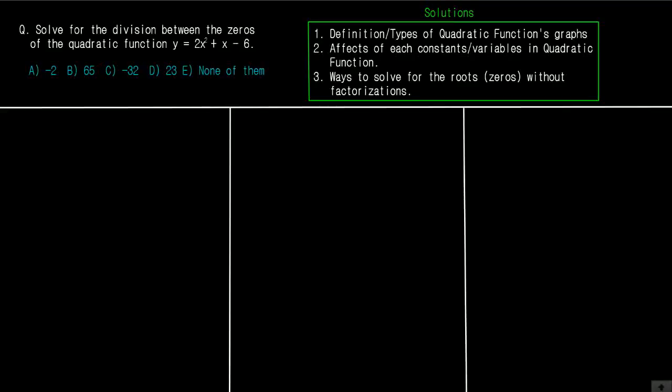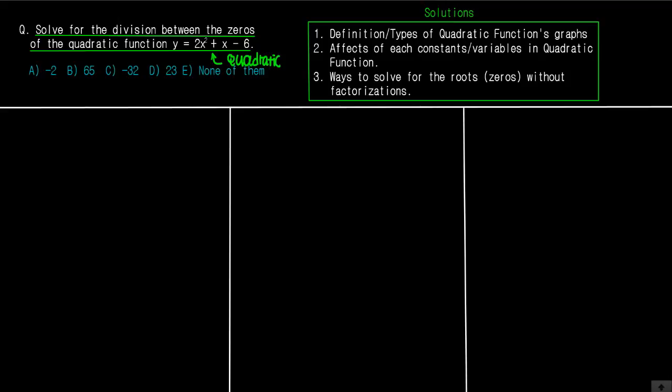In this video, we're going to talk about another SAT Subject Math 2 advanced problem about the quadratic function. The question is to solve for the difference between the zeros of the quadratic function y is equal to 2x squared plus x minus 6. As we can see through our function, this question is basically all about the quadratic function system.